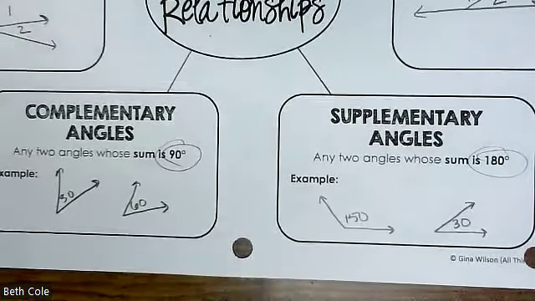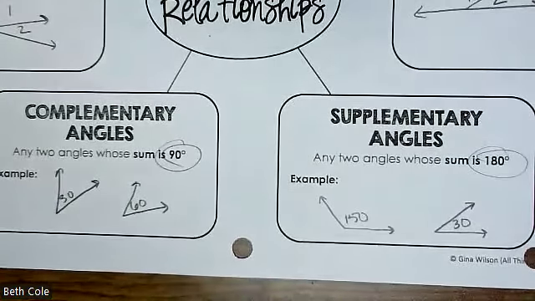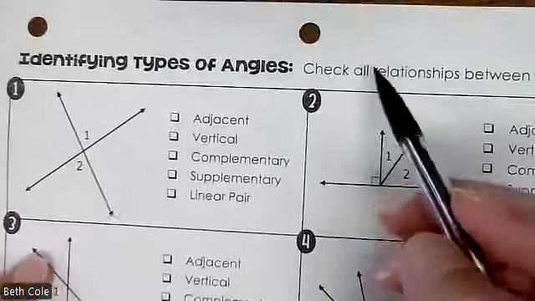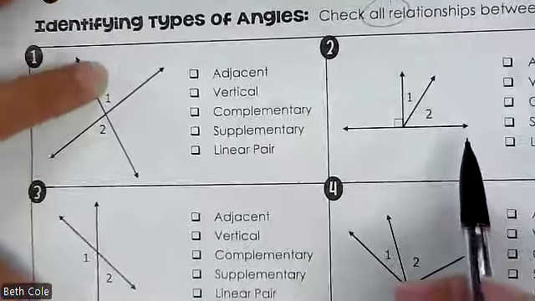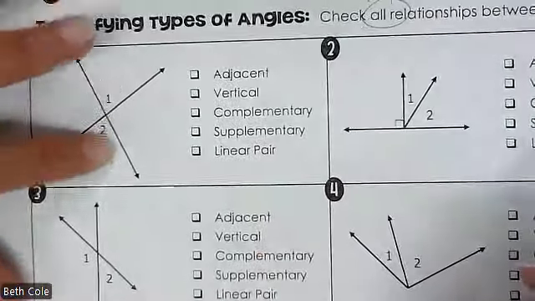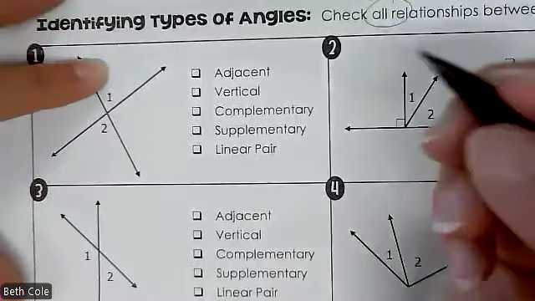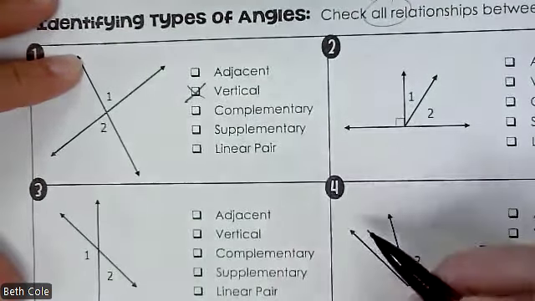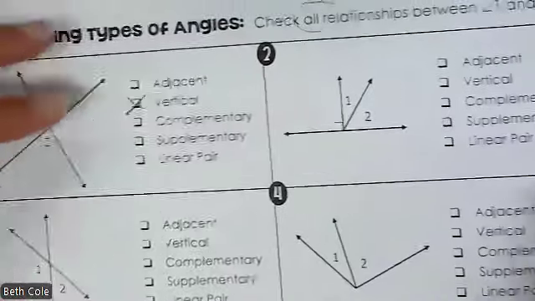So pull out that second sheet. We're just going to do this real quick and I'll play a game. Now, there can be more than one answer to these. So it says check all the relationships between the angles. So 1 and 2. Do you see how they're across from each other? All right, so vertical, and that actually might be it. They're not next to each other. They don't add to 90. They don't add to 180, and they don't make a line. So that's actually it there.